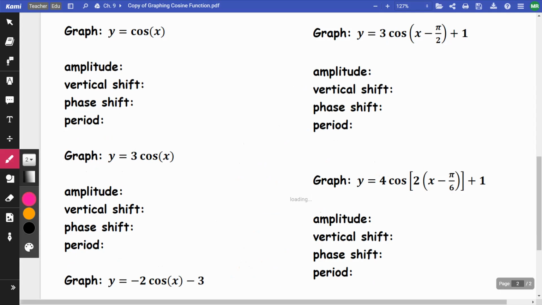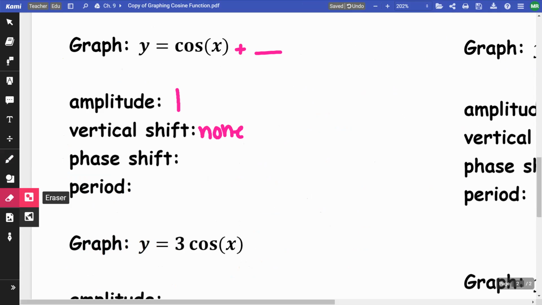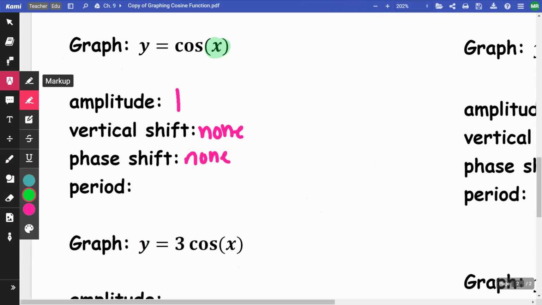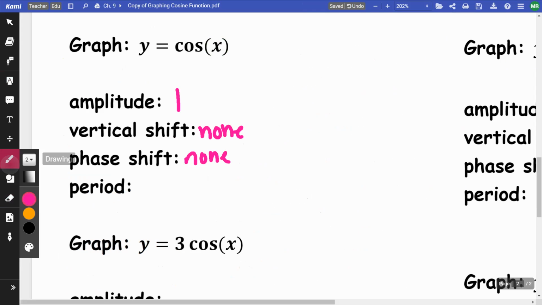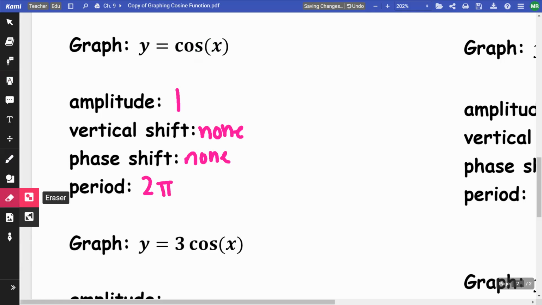So on this first one here, just plain old cosine graph. What we're going to do is identify all the pieces. So my amplitude is 1, because there's nothing in front of my cosine. My vertical shift, none, because there's not something being added to this or subtracted from this. My phase shift is going to be none, because nothing is happening to my x. And my period is going to be 2 pi, because there is nothing in front of my x. So it's going to stay just 2 pi.